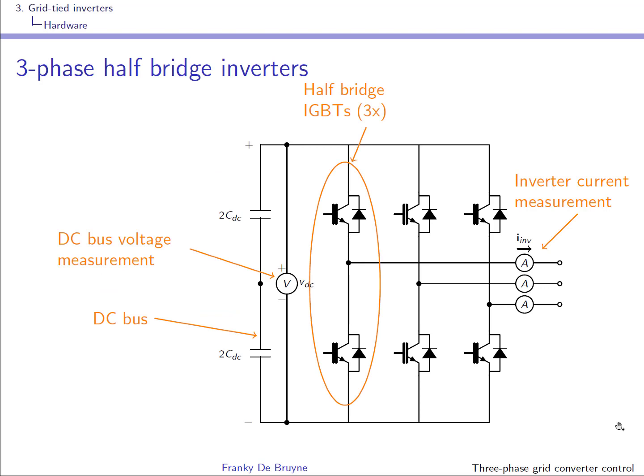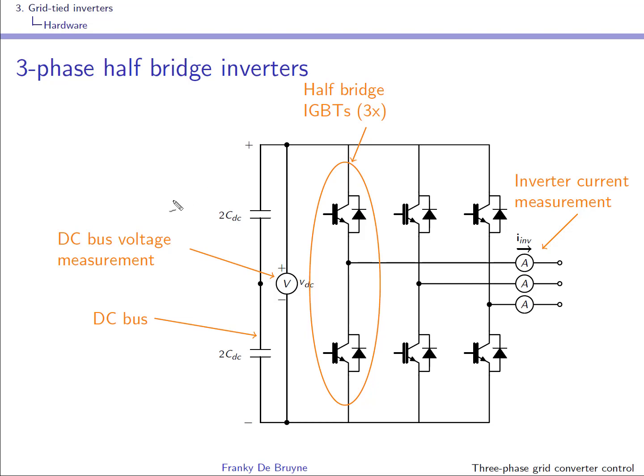Well, the inverters that we'll consider are three-phase half-bridge inverters. So there are 3 half-bridges, 1 per phase, of course. Each half-bridge is composed of 2 transistors, and they are of the IGBT technology, so insulated gate bipolar transistor. So you have a top transistor and a bottom transistor, and each transistor comes with its freewheel diode.